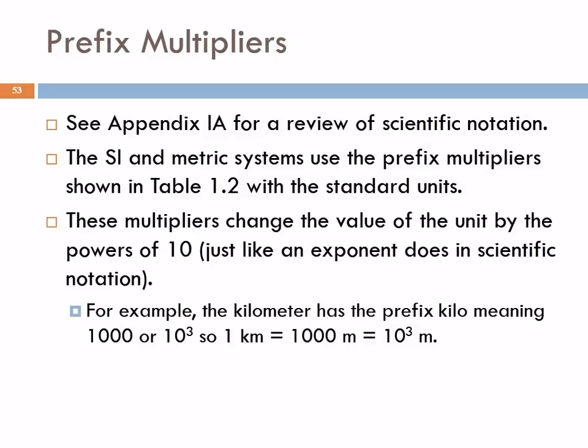So let's do another one. The prefix centi means 10 to the minus 2. So if we take 1 gram, 1 centigram is equal to, instead of centi, we're going to put what centi means, 10 to the minus 2. So 1 centigram is 10 to the minus 2 grams.